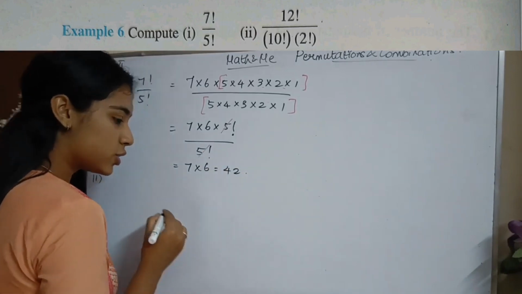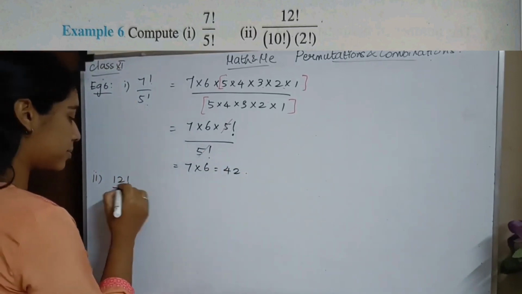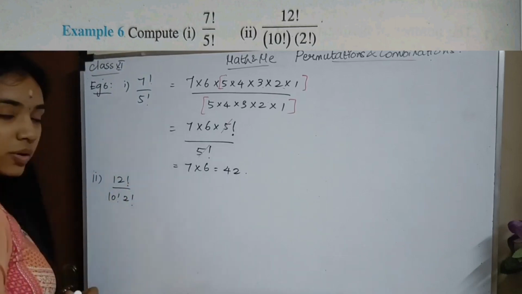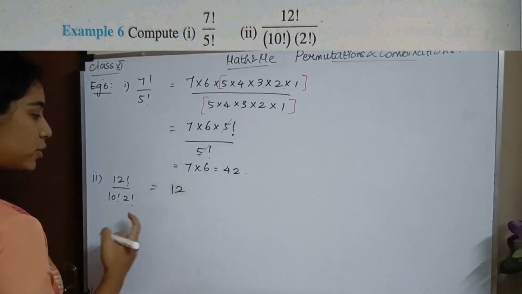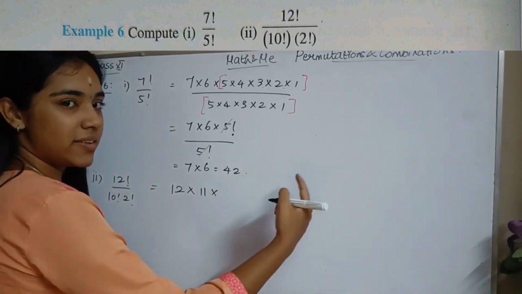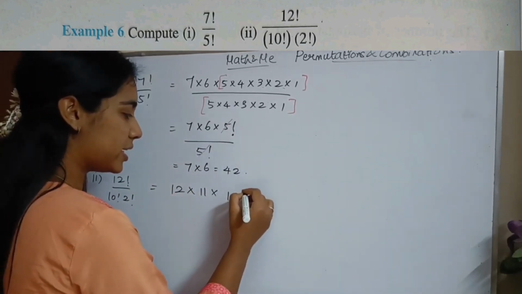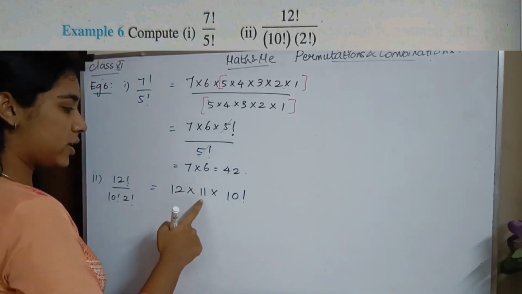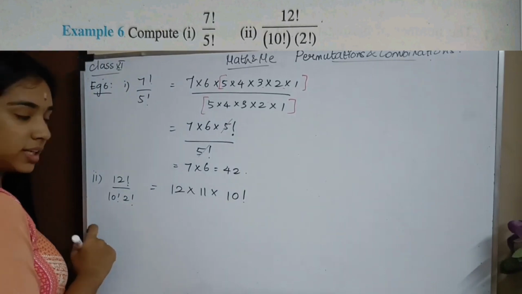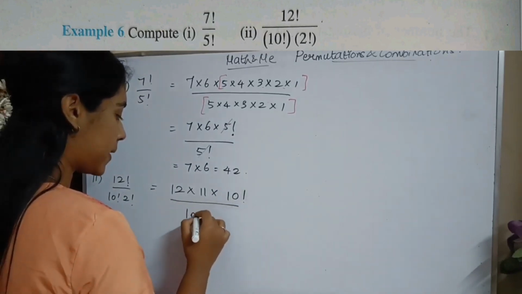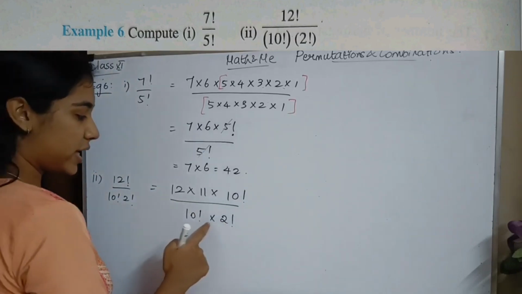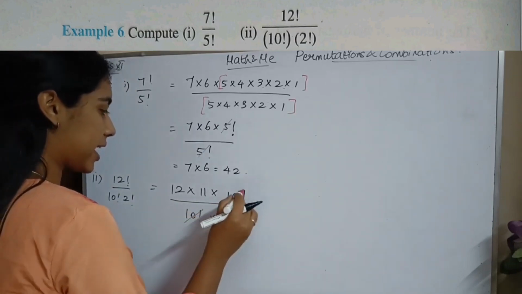You'll understand. So 12 factorial divided by 10 factorial times 2 factorial. Okay, so 12 factorial can be written as 12 times 11 times 10, 9, 8, 7, 6, 5, 4, 3, 2, 1, which will be 10 factorial. So 12 into 11 into 10 factorial. Why did I stop with 10 factorial? Because I have a 10 factorial in my denominator. So I have 10 factorial times 2 factorial, multiplication. So 10 factorial and 10 factorial will get cancelled.